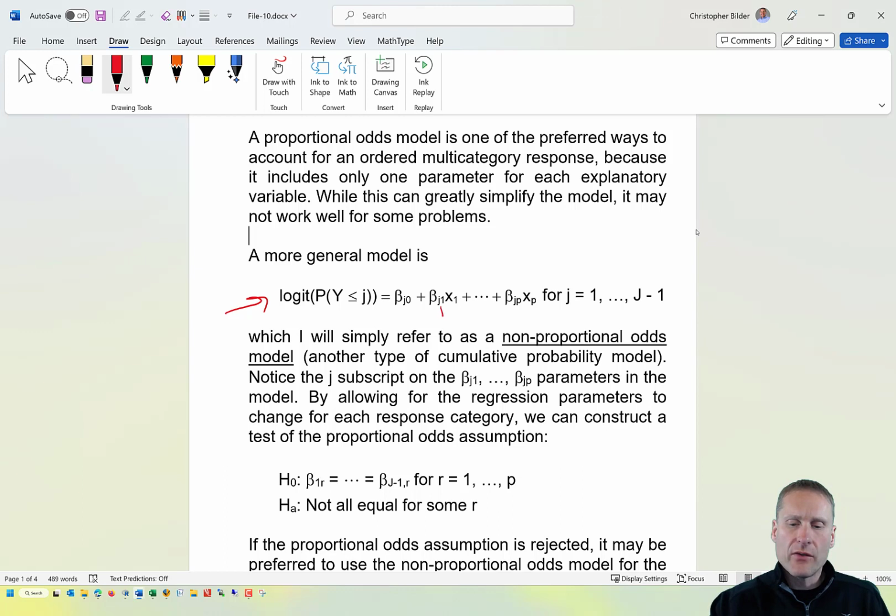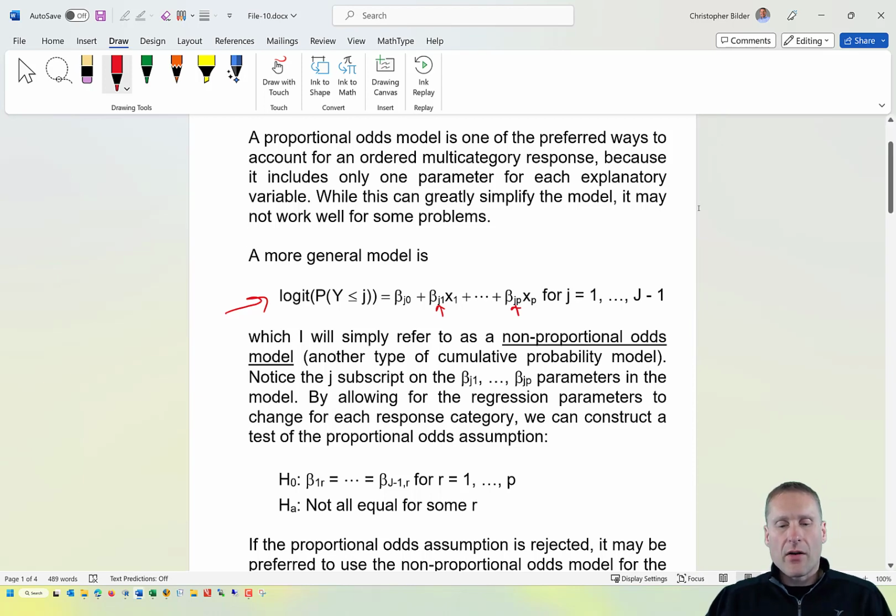So all I did was take my proportional odds regression model and plug in a J subscript with the corresponding subscript that we had previously for the regression parameter. This kind of model is called a non-proportional odds regression model because now we no longer have those proportional odds that we saw before, meaning that the odds and the corresponding odds ratios for each explanatory variable will change as a function of J, our response for Y.